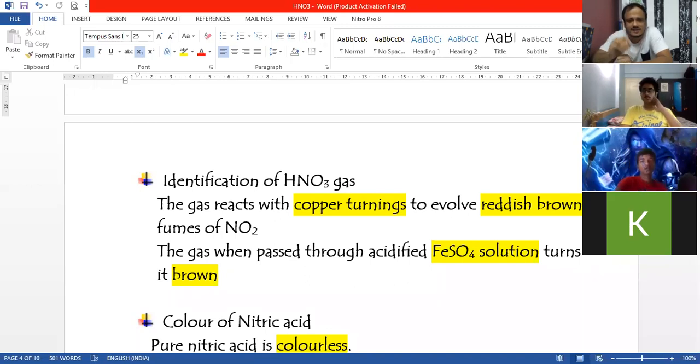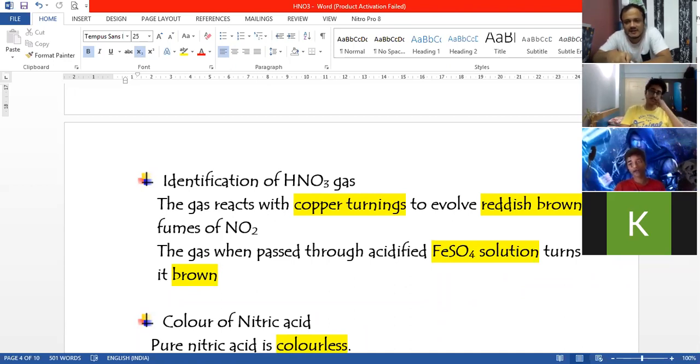The second test is by passing this gas through acidified FeSO4 solution. This is a very simple one because you can relate it to the brown ring test. Brown ring test is very important. You can relate it to the brown ring test because this is like a half of what we are doing there. So what we do is we pass this gas of HNO3 through acidified FeSO4 solution.